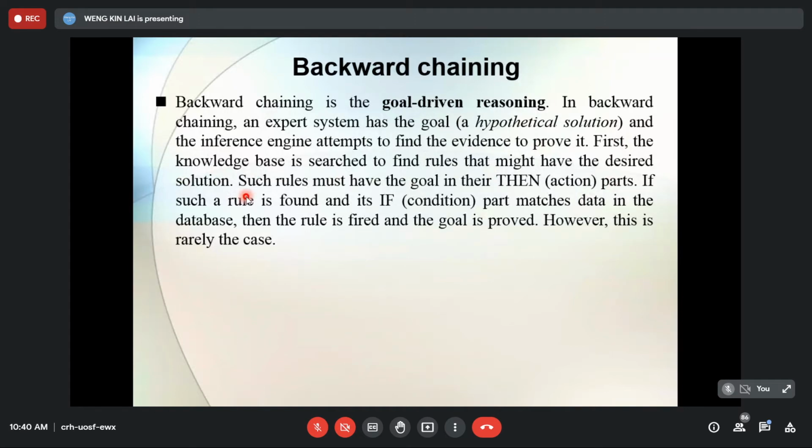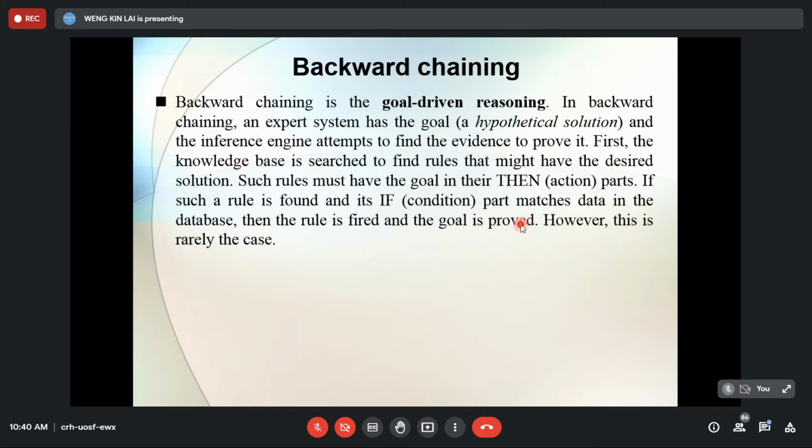Such rules must have the goal in their then part, or the consequent, or action part. So you look for those that have that goal in your action part. Again, you have to search all the rules to find such a rule that has this goal in the consequent part. If the if part, or condition part, or antecedent part matches the data in the database, then the rule is fired and the goal is proved.